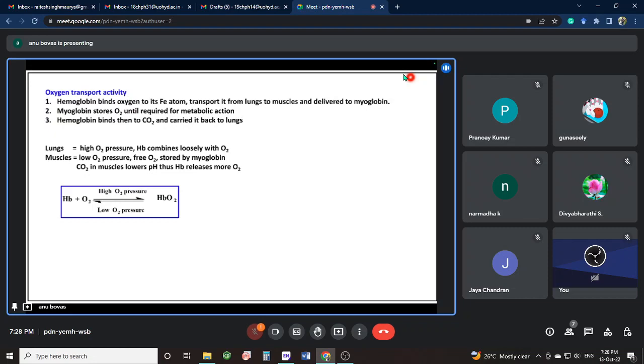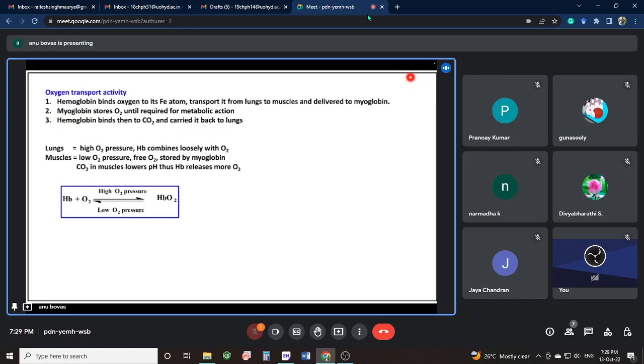And the hemoglobin then actually does not bind to CO2, it binds to H2O. Hemoglobin, just think like it will carry oxygen from the lungs to the muscles, and it will carry carbon dioxide. It will deliver carbon dioxide from the muscles back to the lungs, and the storing function is done by myoglobin. This much is clear, right?